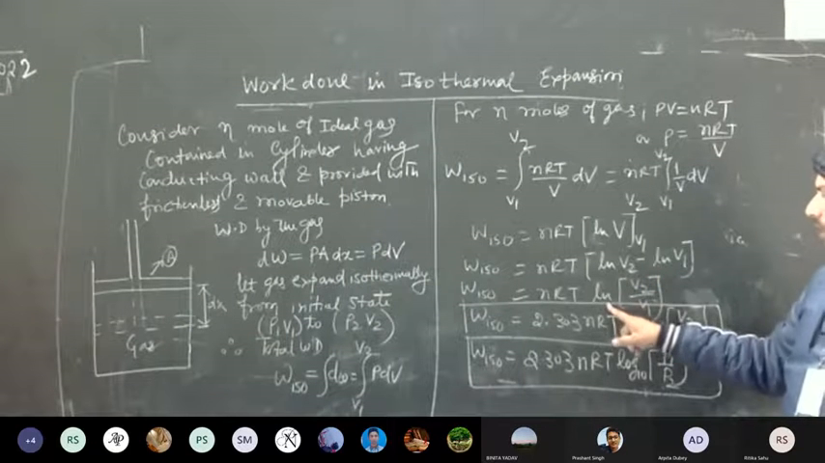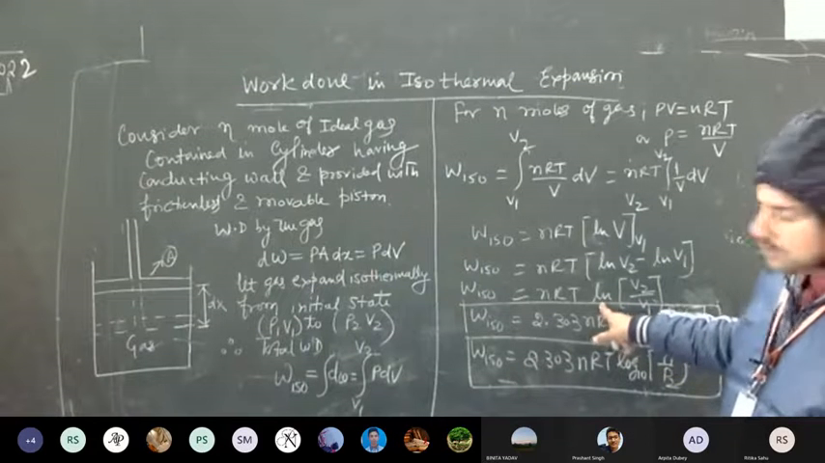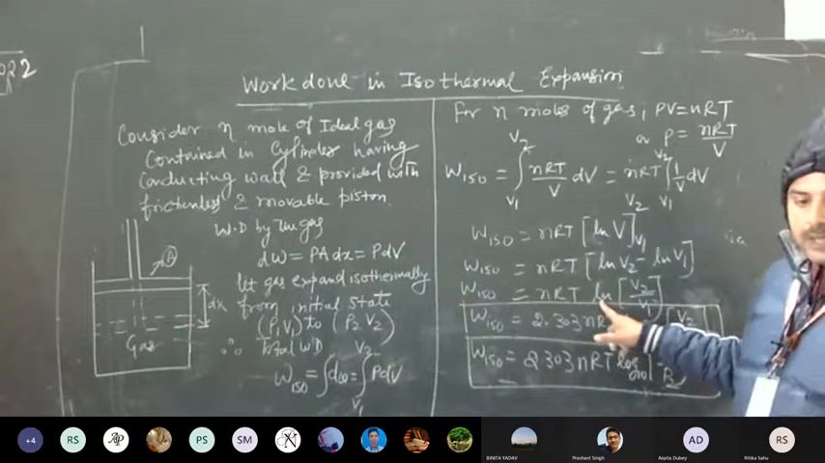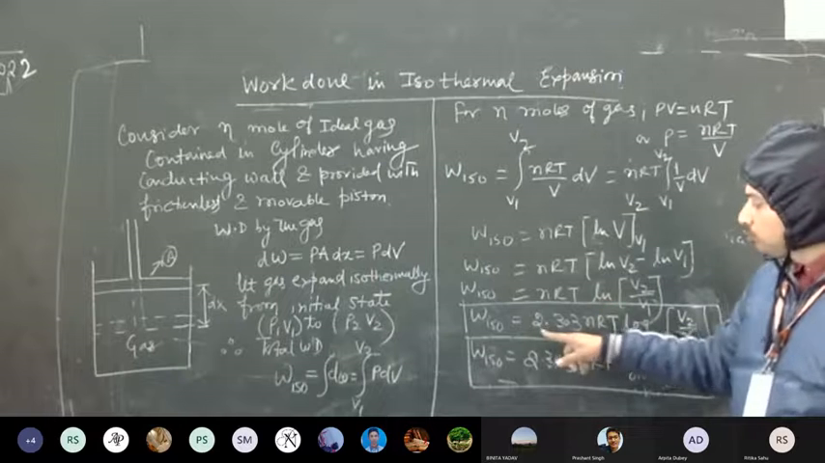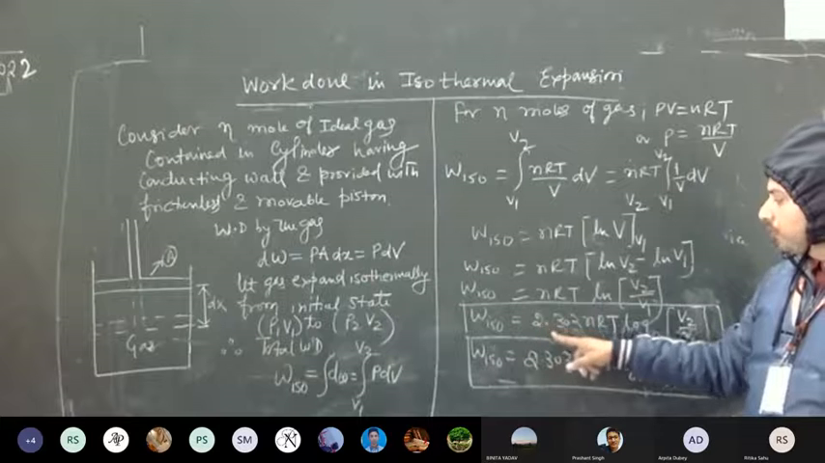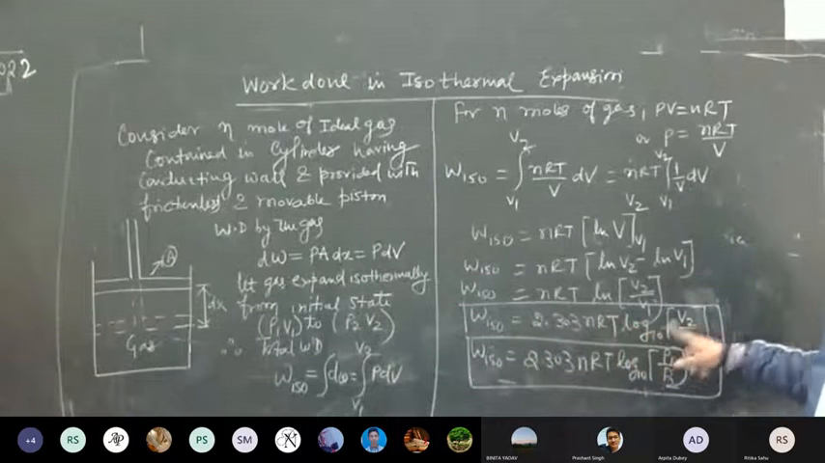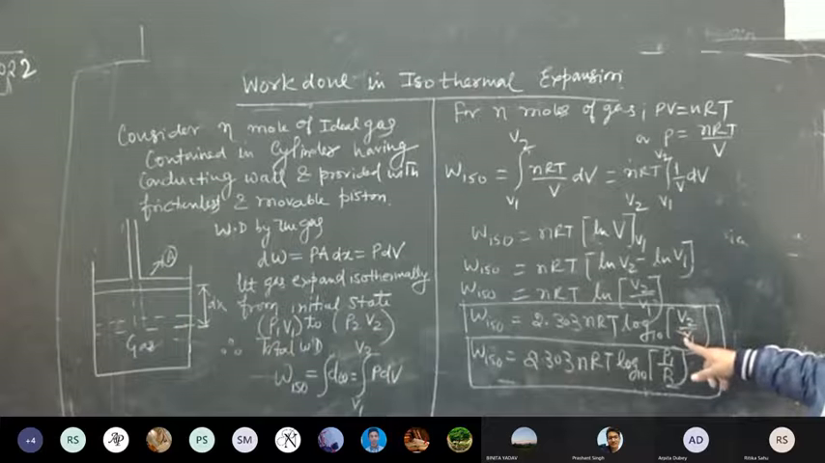Okay, this is natural log, but I need log with the base 10. So what will we have to multiply? We have to multiply 2.303. So W_iso is equal to 2.303 nRT log with the base 10 V2 upon V1.